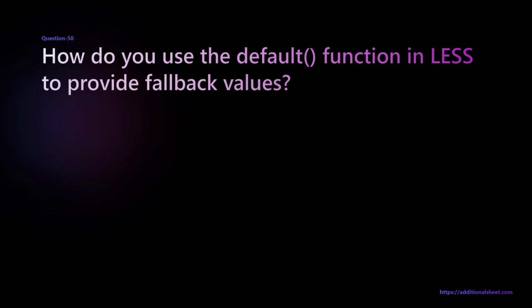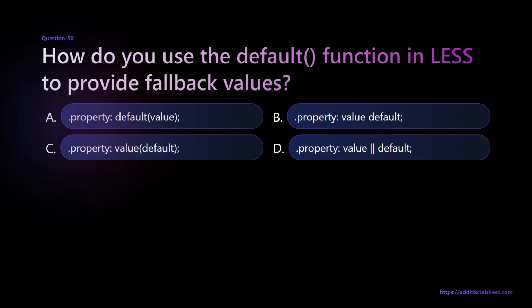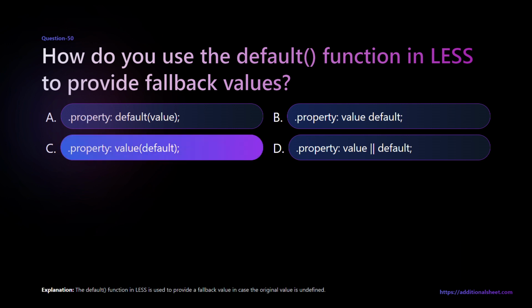How do you use the default function in less to provide fallback values? Option A, property default value. Option B, property value default. Option C, property value default. Option D, property value default. The correct answer is option C, property value default.